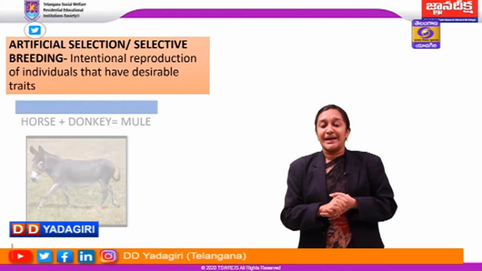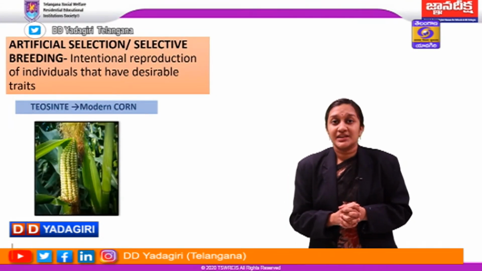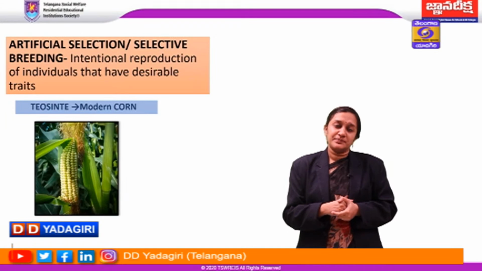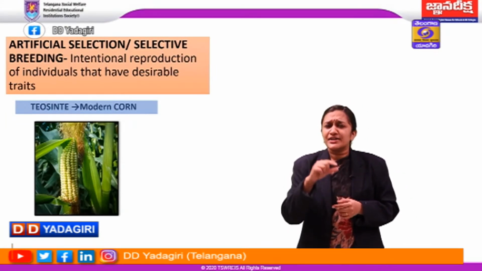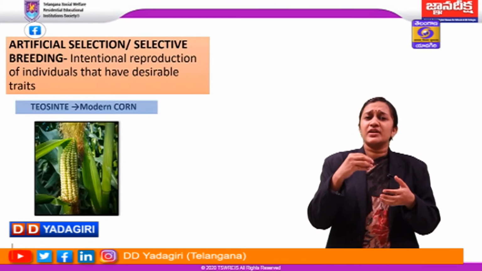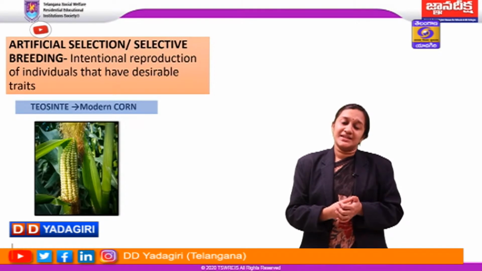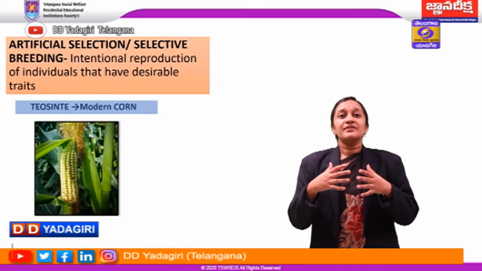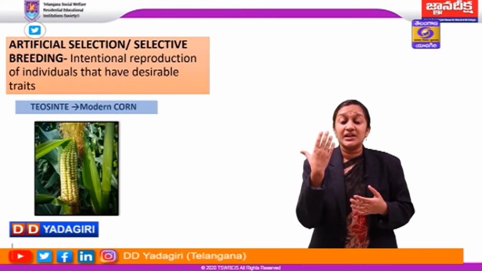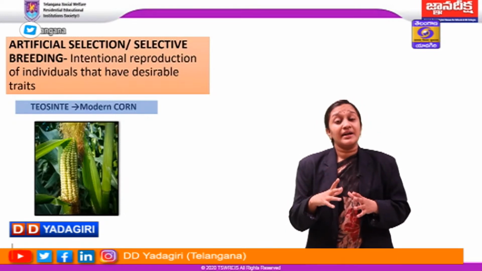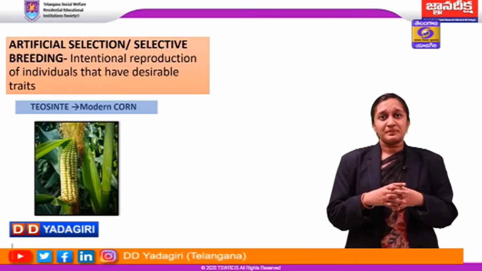Another interesting example of artificial selection or selective breeding is modern day corn. The teosinte, ancestor of the corn, had short corn cobs and very few kernels per plant. But upon artificial selection or selective breeding, we are now able to have a modern corn that has a larger ear and more rows of kernels per plant.